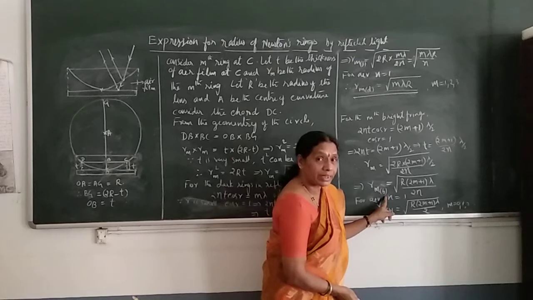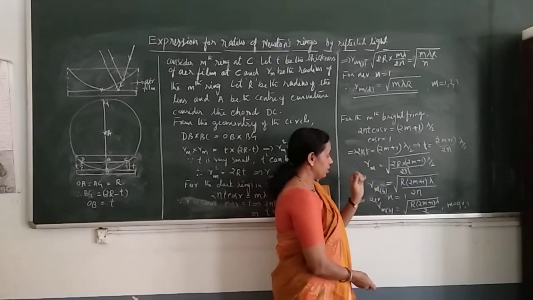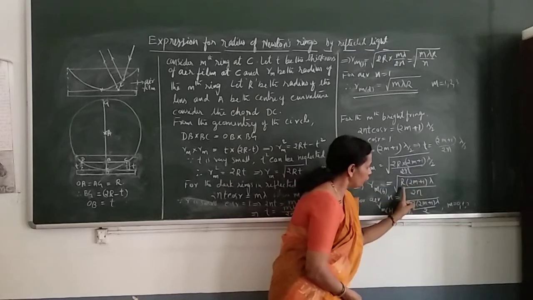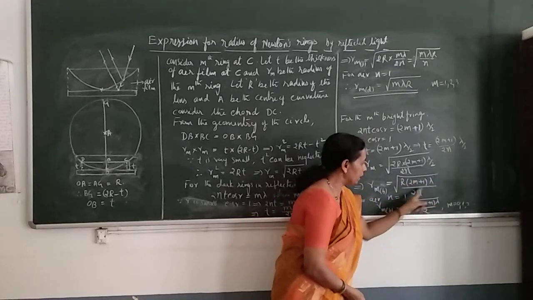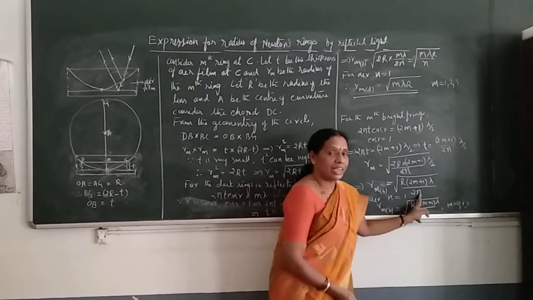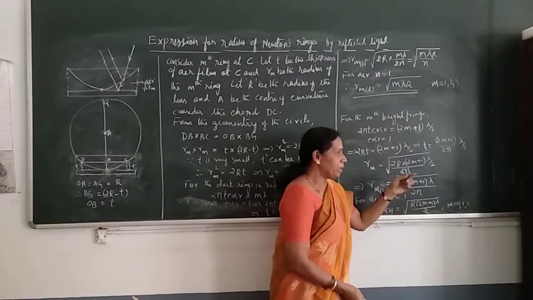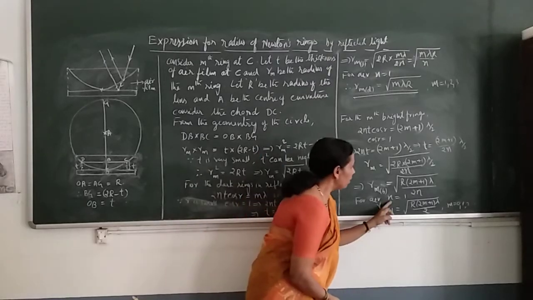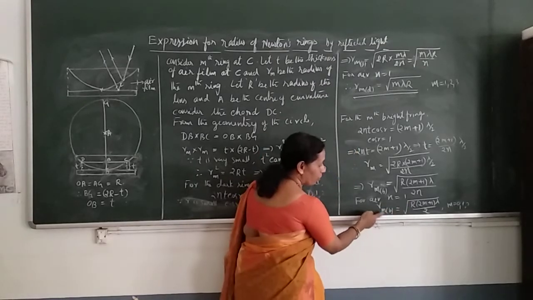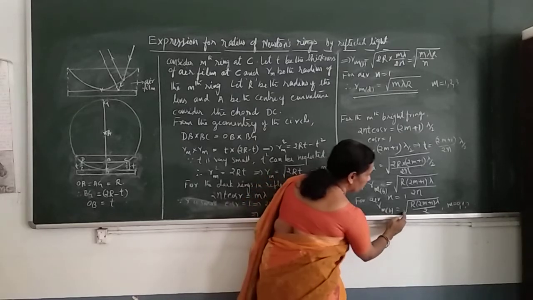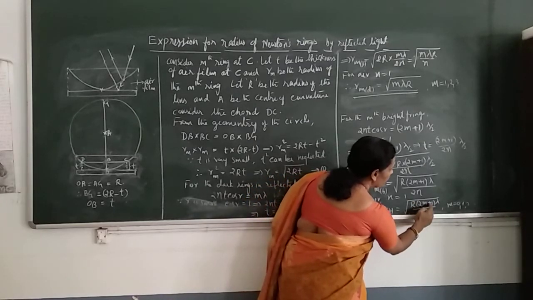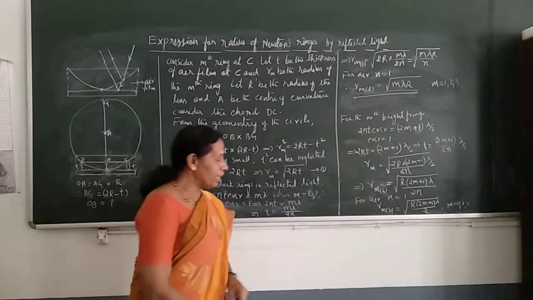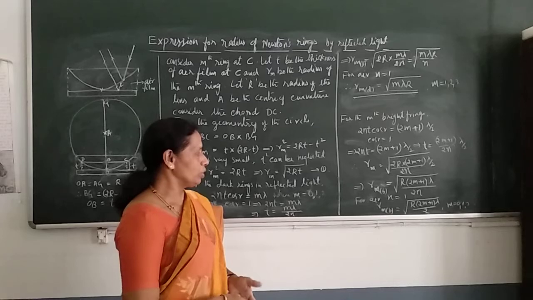Rm corresponds to the radius of the mth bright ring. The radius of the mth bright ring is given by the square root of R into (2m plus 1) lambda by 2n. This is for any medium. If the medium is air, when the air film is introduced between the lens and the glass plate, n becomes 1, so that the radius of the mth bright fringe becomes square root of R into (2m plus 1) lambda by 2, with the order m equal to 0, 1, 2, 3 and so on.